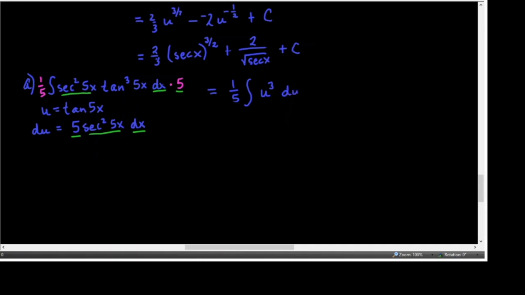That's du. All right, so the antiderivative will be the 1/5 out in front times, we're raising the power by 1, so that'll be u to the 4th over 4. So u to the 4th times 1/4 is what you get there, plus c. And simplifying, that's 1 over 20. And going back to the original variable, that will be tangent to the 4th of 5x plus c.